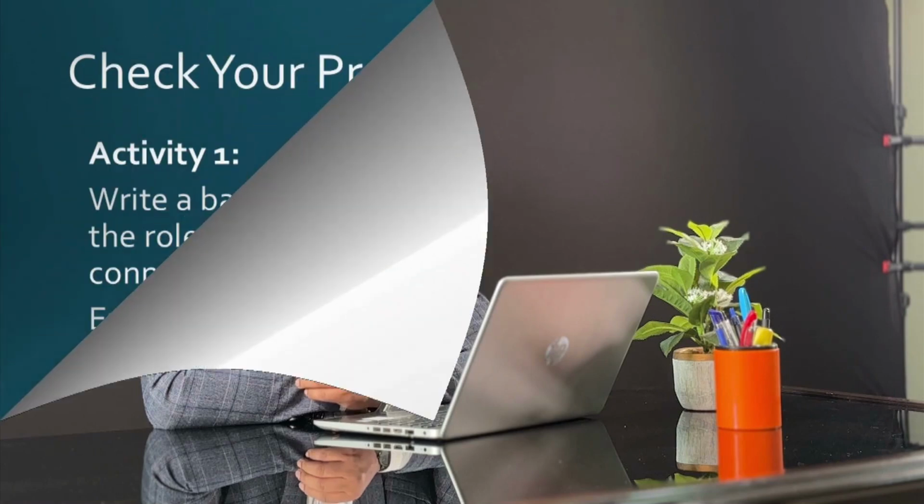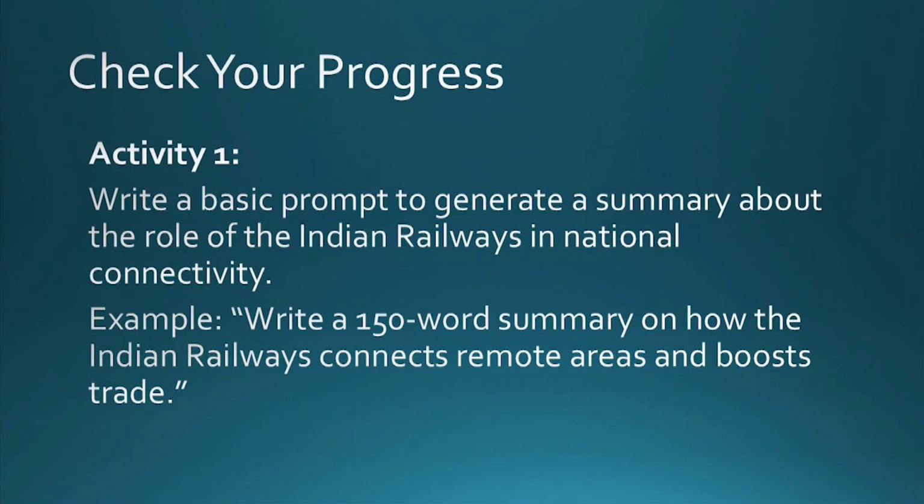Now it's time to reflect on what we have covered so far and test your understanding of prompt engineering with a couple of activities. The first activity for you: write a basic prompt. The task is to write a prompt to generate a summary about the role of Indian Railways in national connectivity. You can write it this way: write a 150 word summary on how the Indian Railway connects remote areas and boosts trade in India. Try to add details like specific regions or key economic impacts to make the prompt more specific.